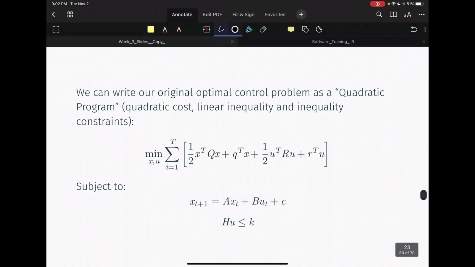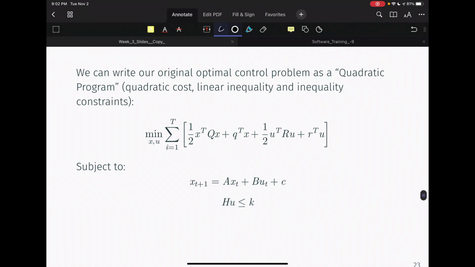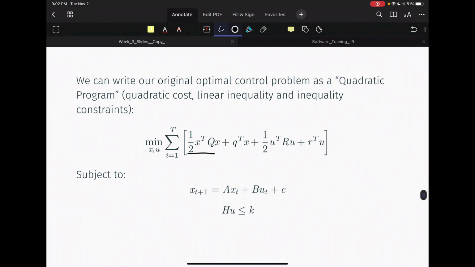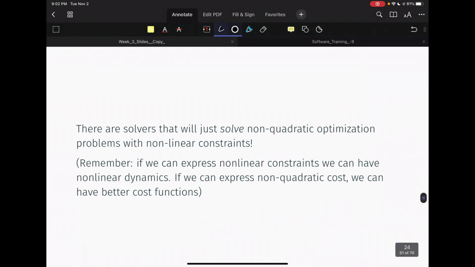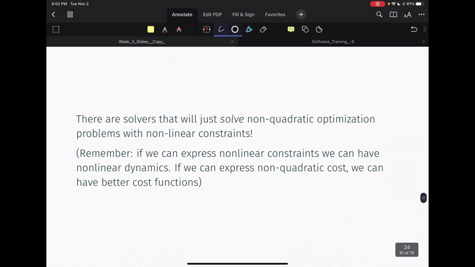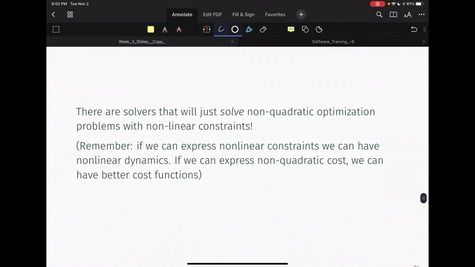So we can write our original optimal control problem again. If you remember, we had this form, these two terms, and we can add in additional terms that are linear. Then we write our dynamics as some constraints, and then we have our additional constraints based on our input polytopes, saying that our control must satisfy this constraint as well. And then we can apply some solvers, and these solvers will use non-quadratic optimization techniques in order to find our control without really doing any of that mathematical theory behind the LQR.